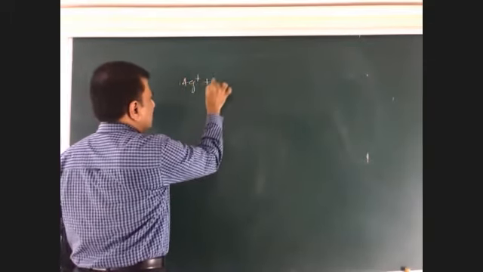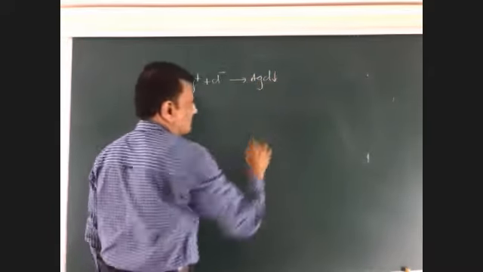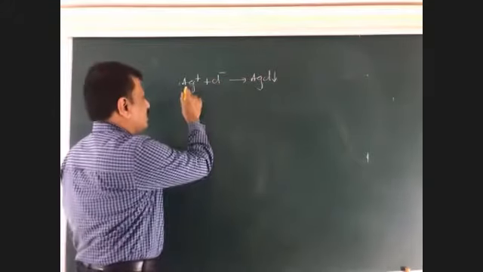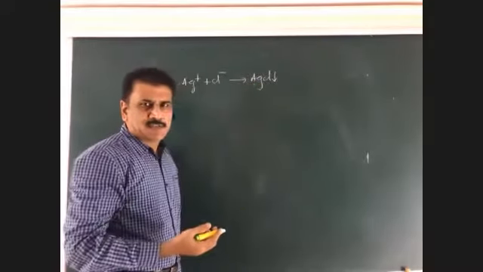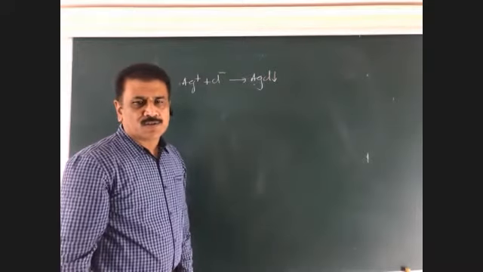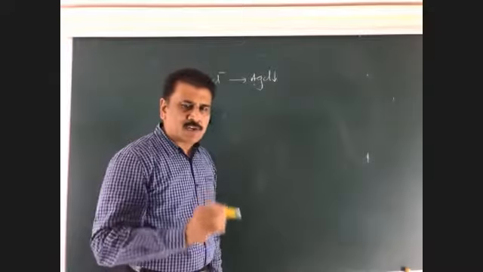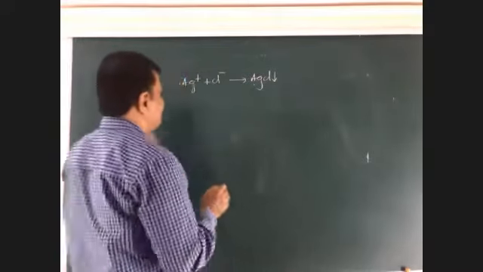Ag plus and Cl minus to form AgCl precipitate. This is not a redox reaction, because Ag plus remains as Ag plus and Cl minus remains as Cl minus. So in this case, there is no question of a galvanic cell. So always, to construct a galvanic cell or voltaic cell, it should be redox. It should be redox.